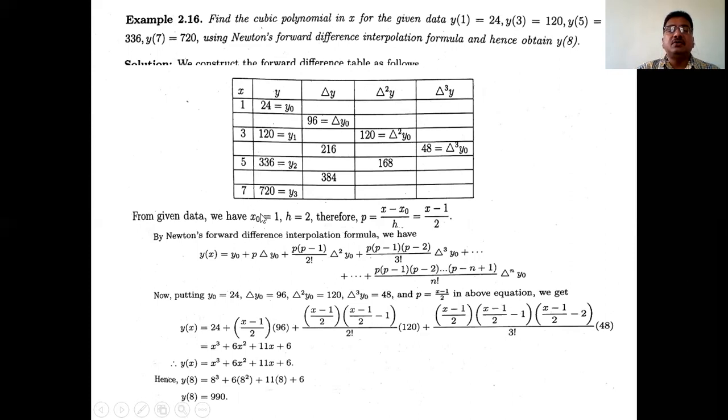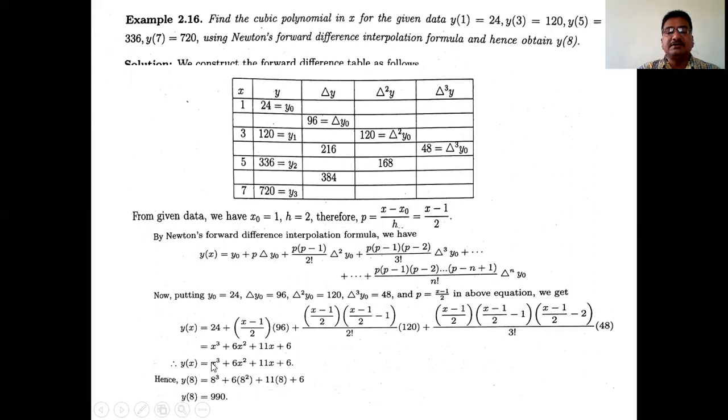Then what is a? A means the first value of x, which is 1, and h is what? 2. The common difference is 2, and therefore write u as (x minus a) by h. Substitute x is equal to x, because we have to find the polynomial which fits this given data. Write Newton's forward difference interpolation formula; in our notation, f(x) is equal to f of a plus u delta f of a and the remaining terms, and substitute the values. We are going to use the values 1, 24, 96, 120, 48 at this place.